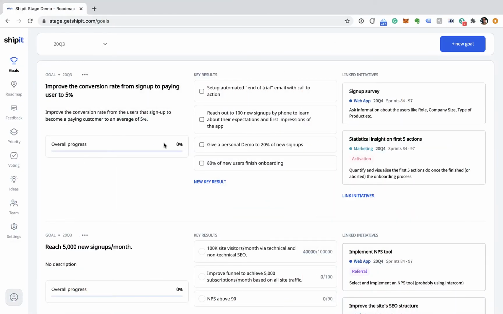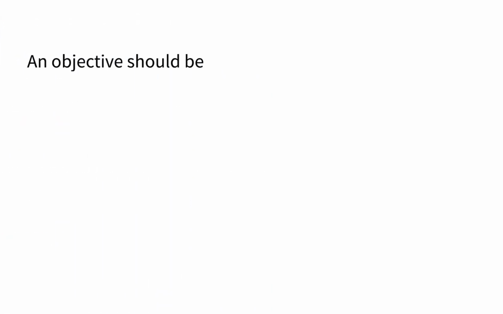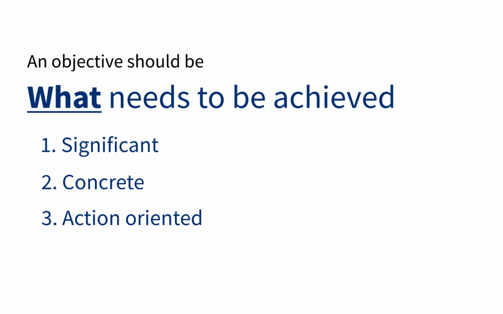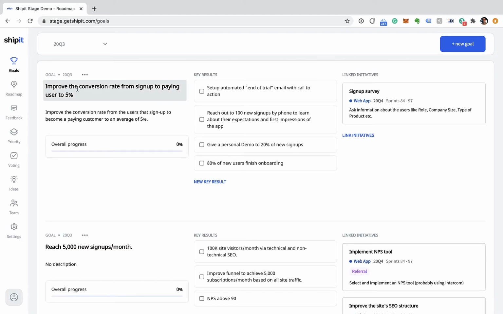Let's have a closer look at the objective and key results that I have here in this first example. First, the objective, as John Doer says, should be simply what needs to be achieved. No more, no less, he adds to that. He says an objective should be significant, concrete, action-oriented, and ideally inspirational. Our first goal for this quarter is to increase the conversion to paying users after sign-up to 5%.